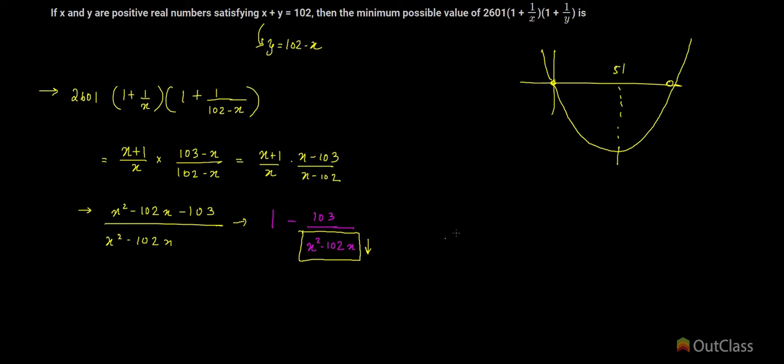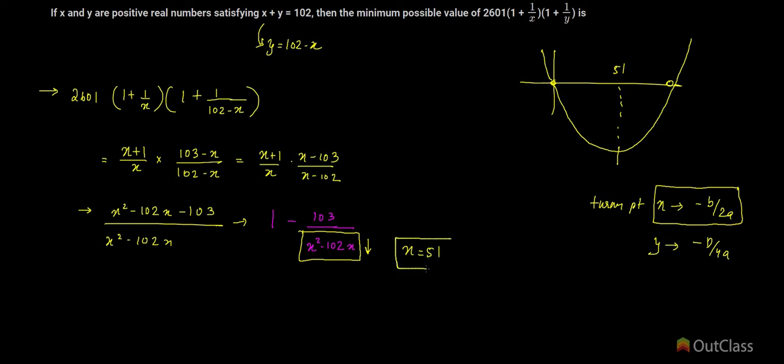Or you can go with the formula, the turning point x coordinate is minus b by 2a, y coordinate is also given as minus d by 4a. We don't need this, just mentioning. We have this formula. X is minus b by 2a, from which you can get the x value is 51. X equal to 51 is the value where we minimize the expression.